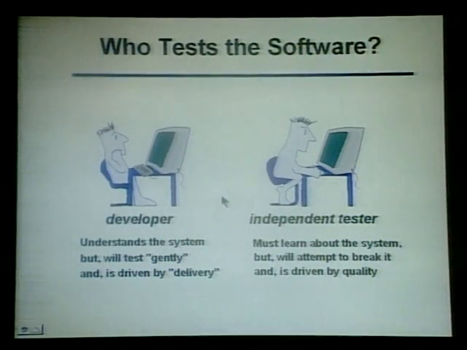So let's first look at who is responsible for testing the software and related documentation. Basically, there are two major parties which are responsible for testing the software: the developers themselves and independent testers. Of course, the developer understands the system, but the problem with the testing done by the developer is that generally they do the testing very gently, and that testing too is driven by the delivery deadlines.